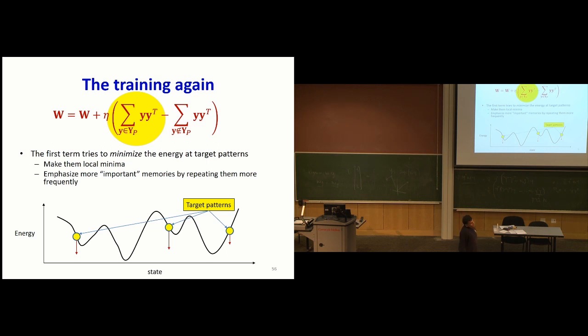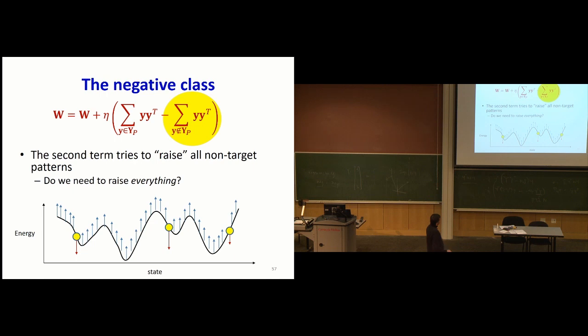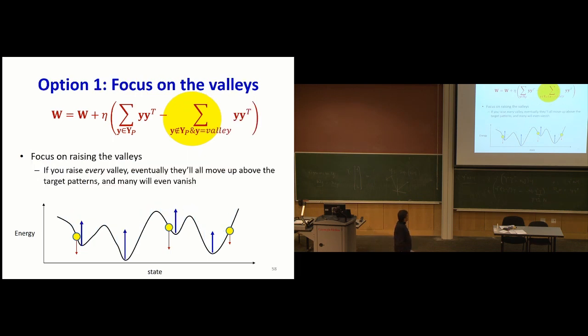Now, if these are the target patterns, what I want to do is to push the energy of the target patterns down. That's what the first term is doing. The second term is trying to push the energy of all the non-target patterns up, right? I don't need to push all of these guys. If I just pushed up the valleys and pushed down my target patterns, I should achieve exactly the same objective, right? Which means that I don't need to actually consider the exponential set of non-target patterns. It's enough for me to just consider the valleys.